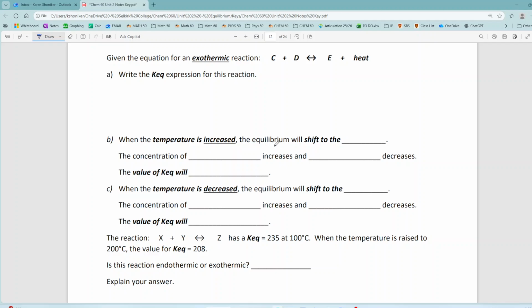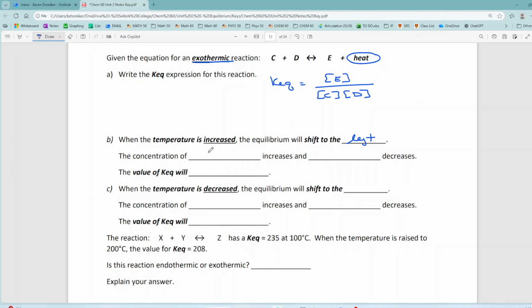Given the equation for this, this time an exothermic reaction, so we have heat as a product, the first thing I want you to do is write the KEQ for this reaction. So it's going to be the concentration of the product over the concentration of the reactant. If the temperature was increased, the equilibrium would shift which way? Well, it's going to shift to the left because you're going to consume that extra heat.